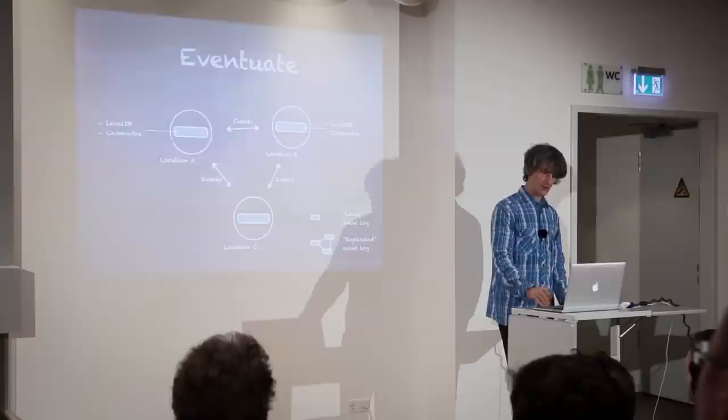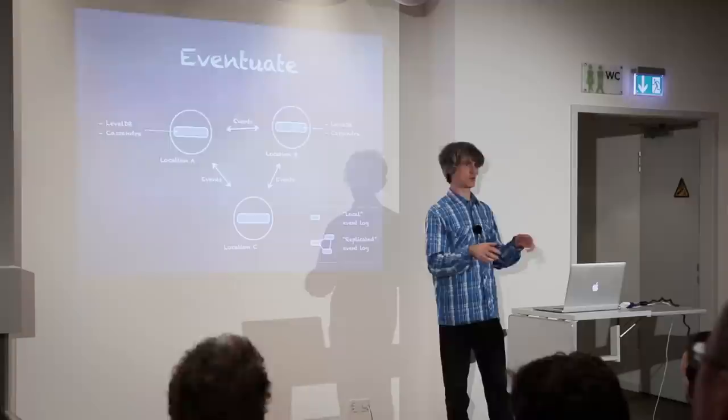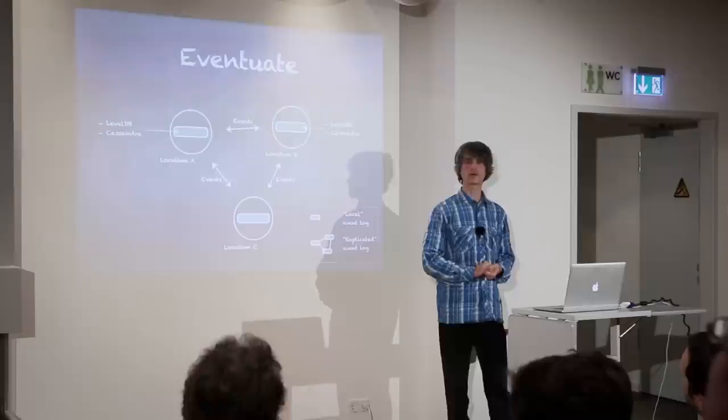Eventuate also allows you to have different storage backends at different locations. So for example, larger locations representing a big data center will probably use Cassandra as a storage backend. But smaller locations, which can even be a mobile device, can use LevelDB or another storage backend, which is not yet supported, but will be, as a storage backend.